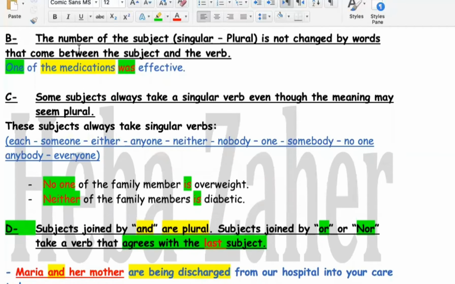Number two, the number of the subject, singular or plural, is not changed by words that come between the subject and the verb. For example, one of the medications was effective. The medications here, okay, come between the subject and the verb, but this will never affect the subject, okay? We are talking here about one of the medications. We are not talking about all the medications, okay? One of the medications was effective, as the verb must agree with the subject in number, and here we are talking about just one of the medications, so the verb will be in the singular form. We are not talking about all the medications.